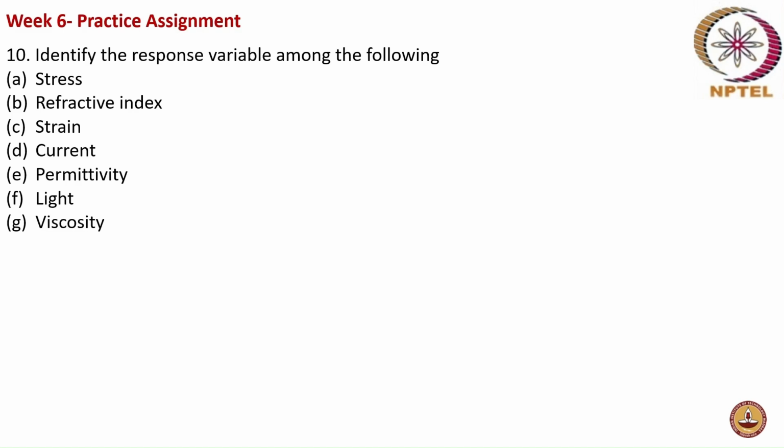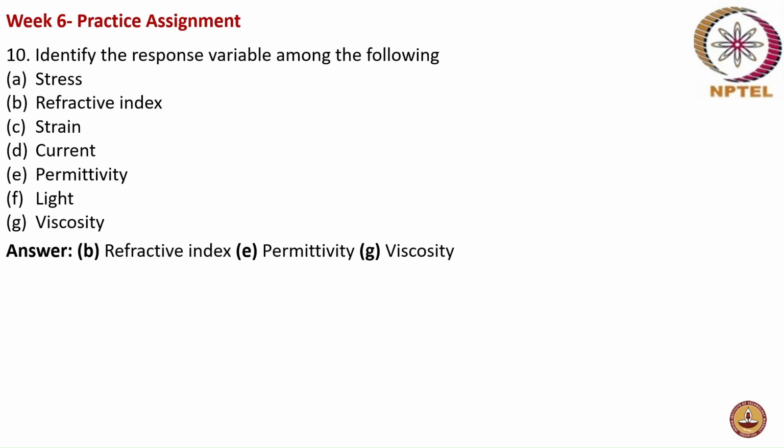Is stress a response variable? Is refractive index a response variable? Refractive index, okay, permittivity, and viscosity. Let's see. You are right. Refractive index, permittivity, and viscosity are the response variables. So stress, strain, current, they are all input or output variables. They can be either input or output.